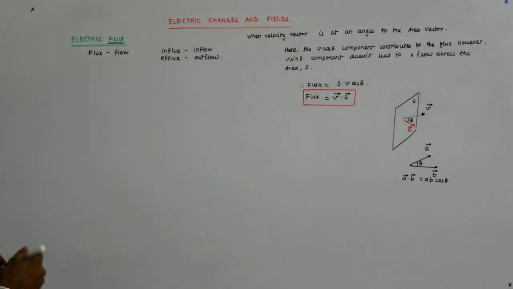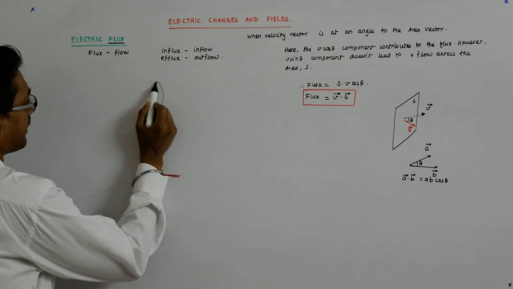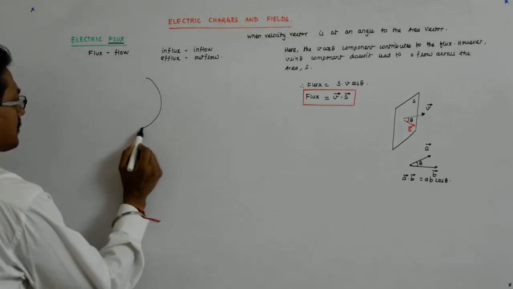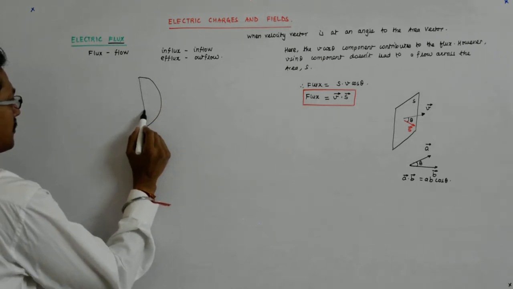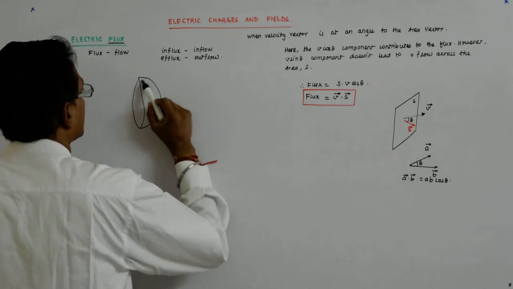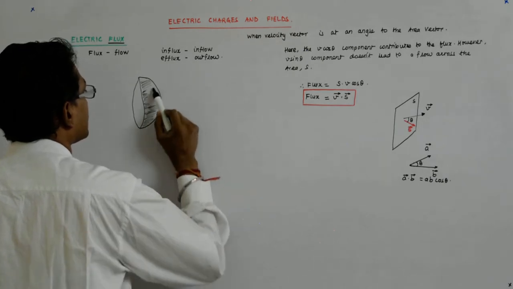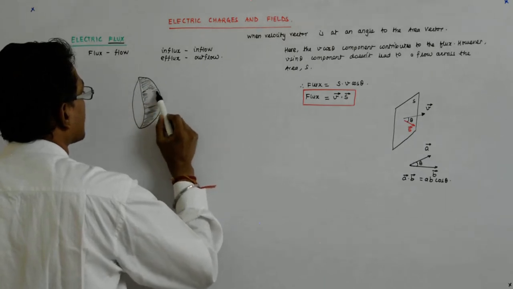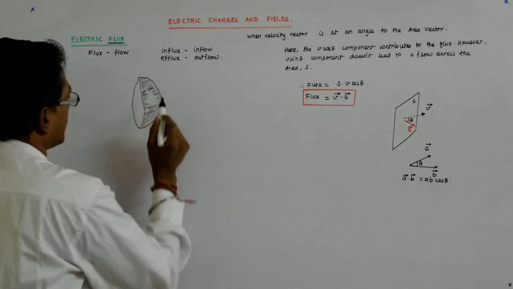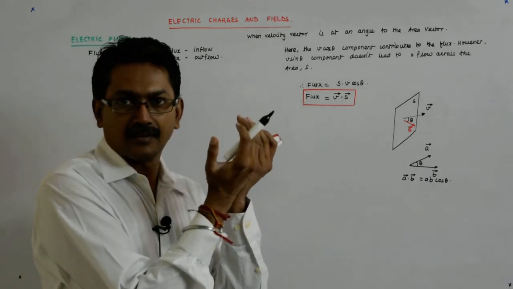Now, what if my area is not a plane one? We understand? So maybe, okay, it is something like this. What if my area is something like this? Say it is a hemispherical kind of thing bulging out like this. Okay.